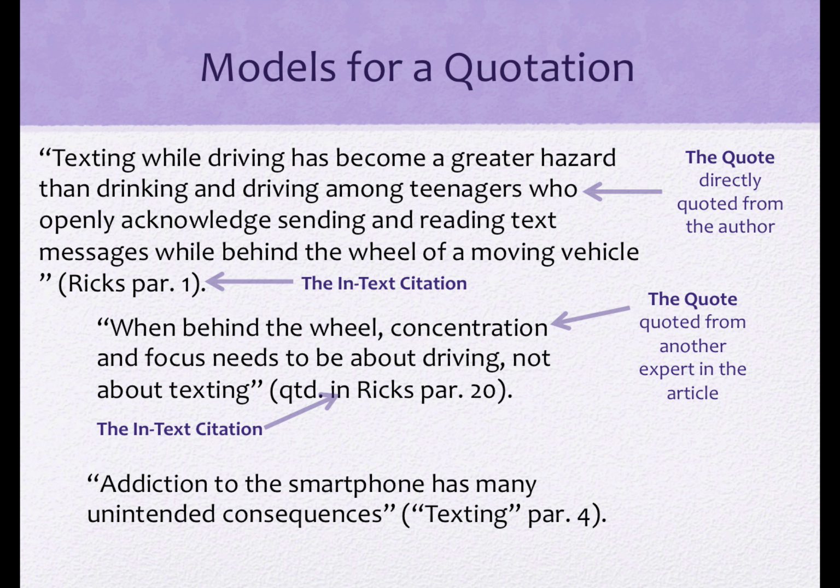"Addiction to the smartphone has many unintended consequences." That's a quote taken from an article, with the first word of the article and the paragraph number. There was no author identified. There's the in-text citation. Moving on to paraphrasing.